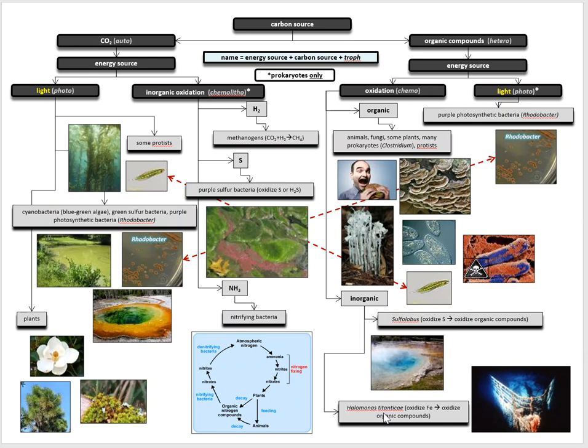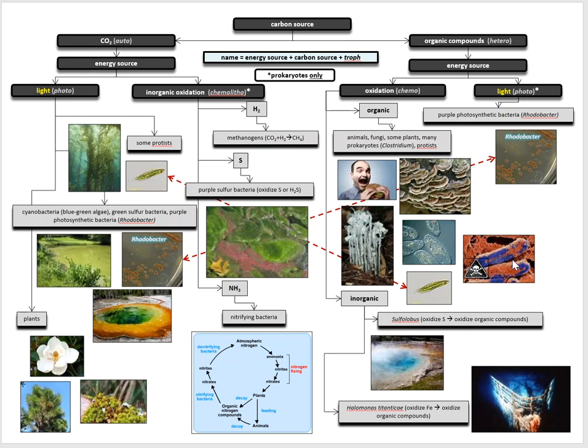There it is, Halomonas titanicae. This thing oxidizes iron. Fe is iron. It oxidizes iron, so it gets energy from that. Then it oxidizes organic compounds in the environment, and it gets energy from that. So it's kind of like us, except there's a step before.